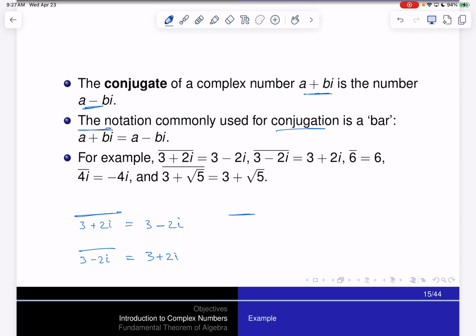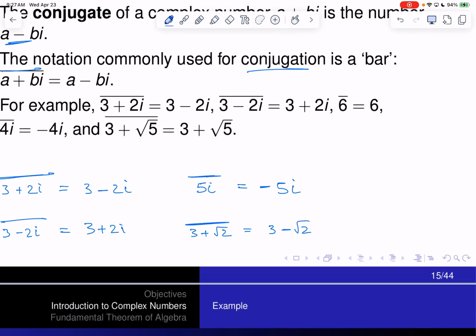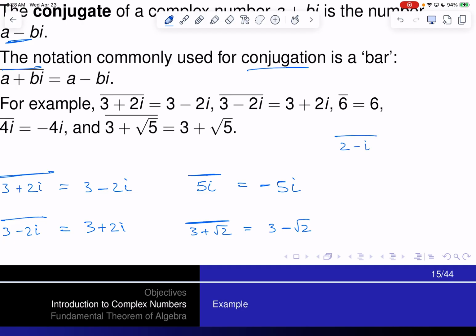If I put bar 5i, what does that mean? Negative 5i. If I put bar 3 plus root 2, what does that mean? 3 minus root 2. Okay, do a couple more. If I put bar 2 minus i, what does that mean? 2 plus i. I'm going to go until you get it. If I put bar negative 3 minus i, what does that mean? Negative 3 plus i. If I put bar negative 6i, what does that mean? 6i.